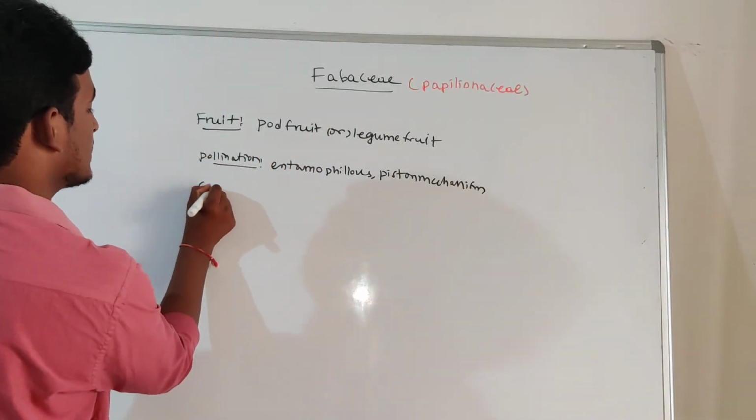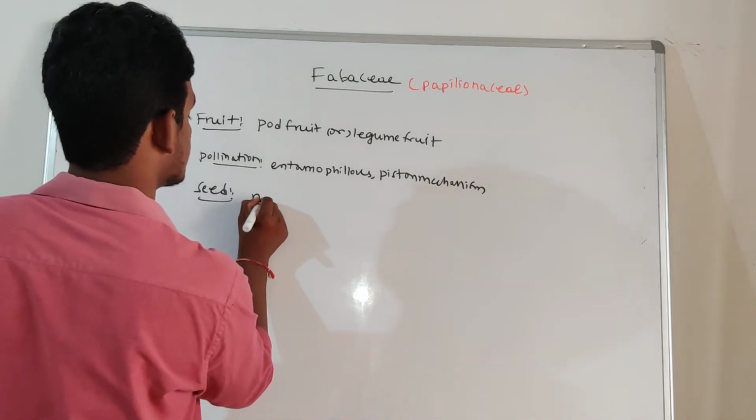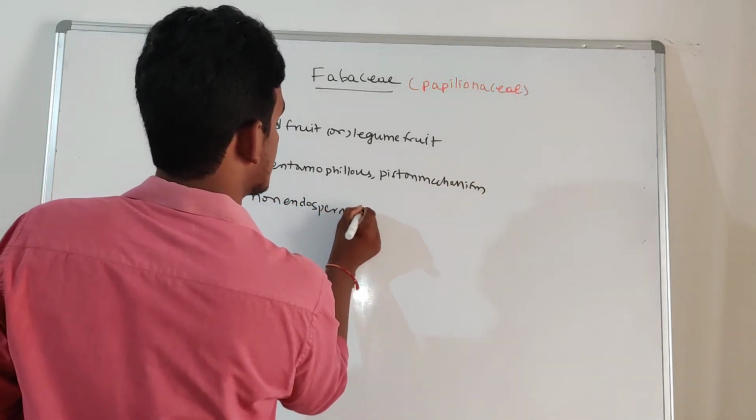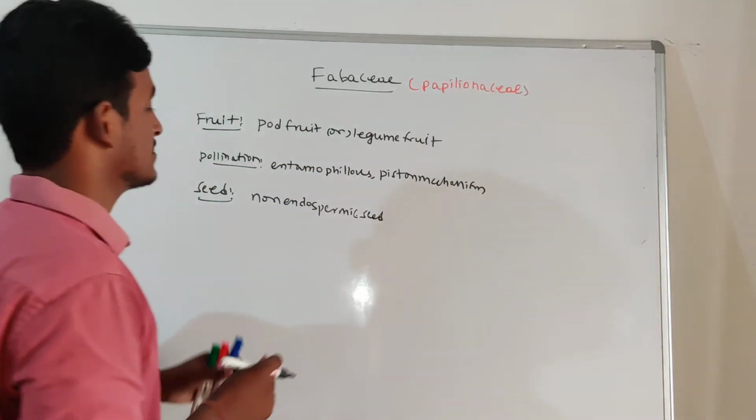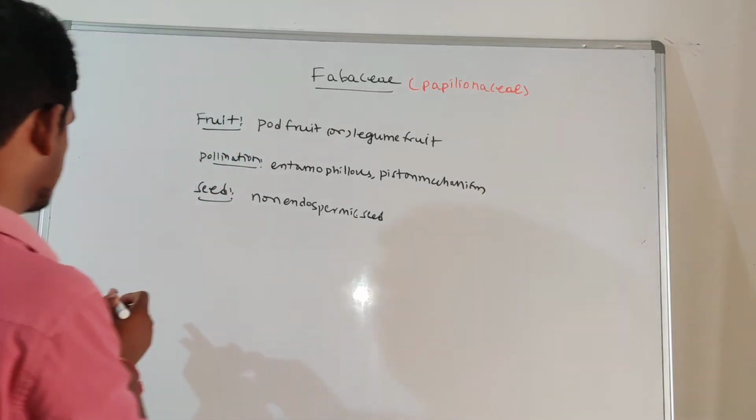So what about the seed? Which type of seed? That is a non-endospermic seed, a dicotyledon seed, right? So it is about the seed. Later, what is the floral formula?